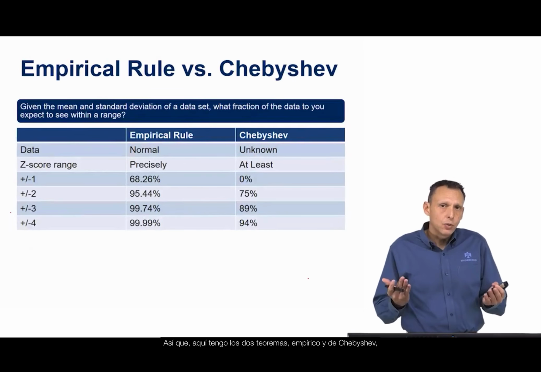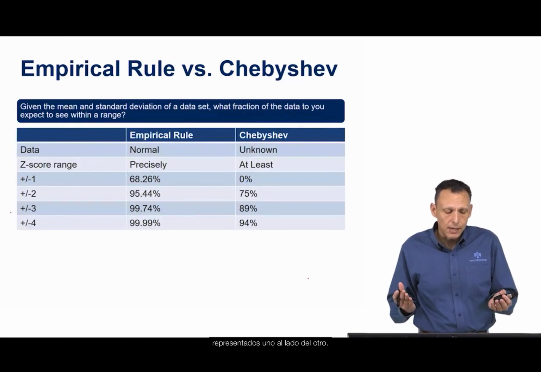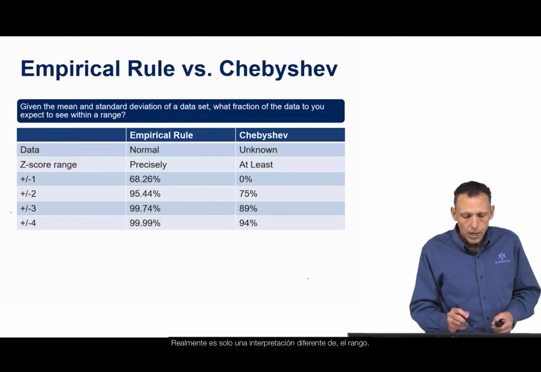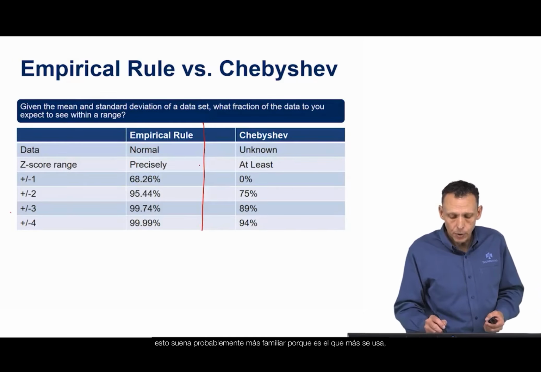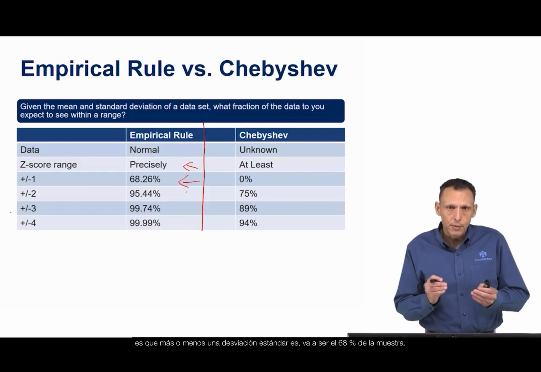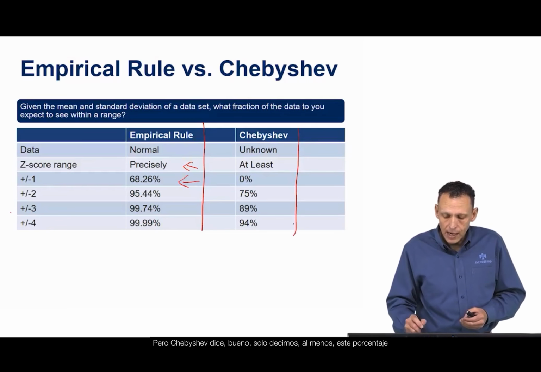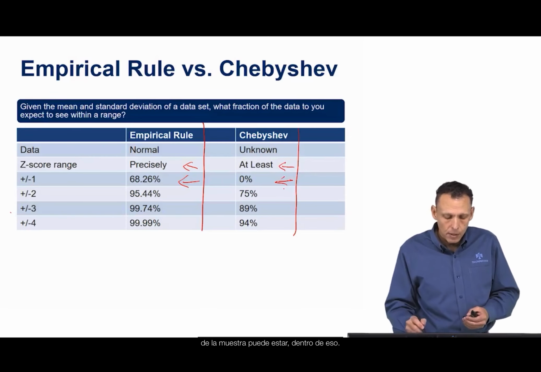So here I have the empirical rule and Chebyshev's theorem represented side by side. It's really just a different interpretation of the range. The empirical rule sounds probably the most familiar because it's used the most: plus or minus one standard deviation is going to be 68% of the sample. But Chebyshev says we just say at least this percentage of the sample can be within that.